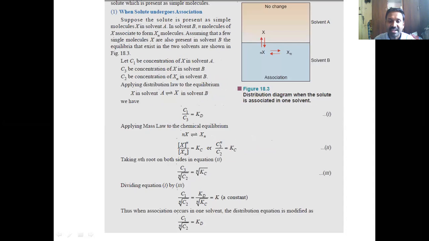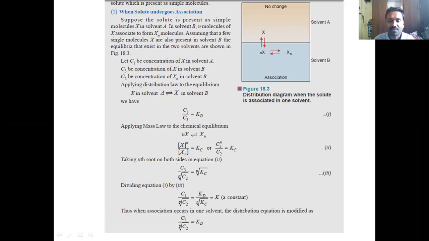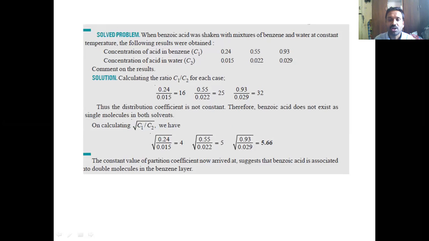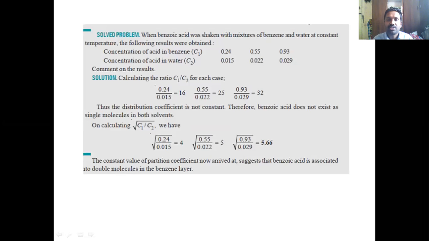What is that modified formula? C1 divided by the nth root of C2. So, anyway, don't look at this problem. C1 is the concentration of benzoic acid in benzene, divided by the concentration of benzoic acid in water. Don't change the concentration of benzoic acid in water. It remains the same: 0.015, 0.022, 0.029.